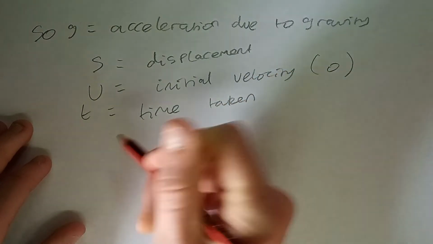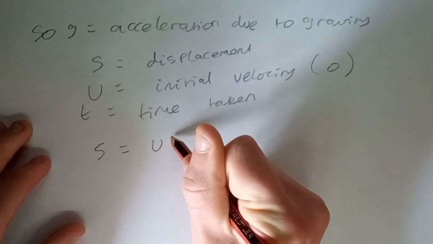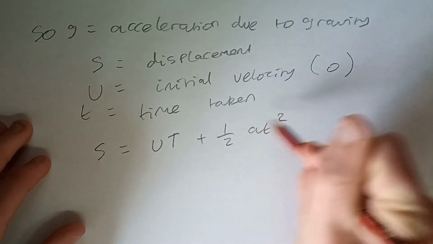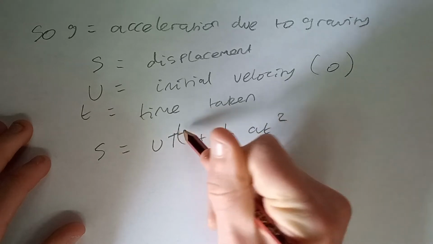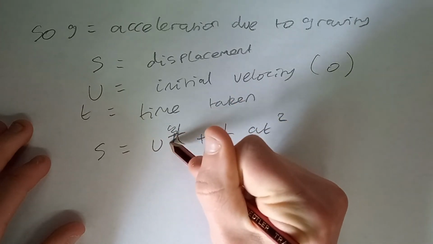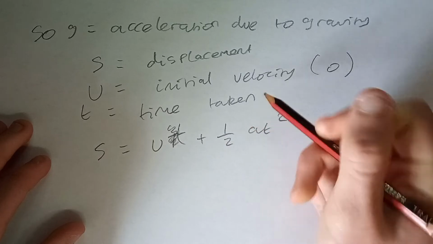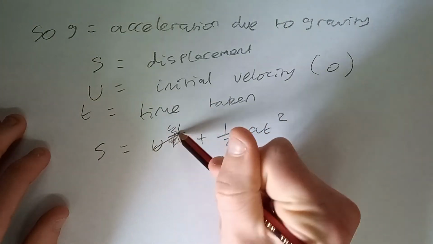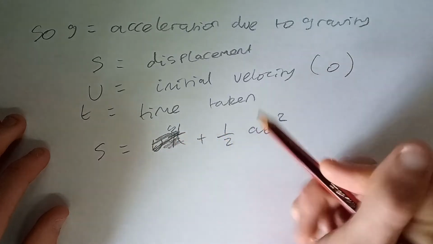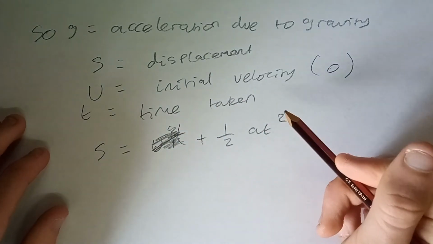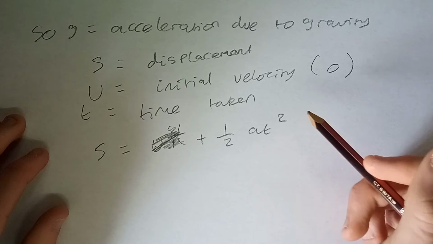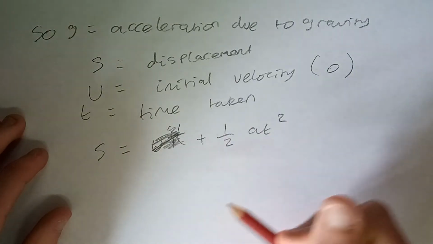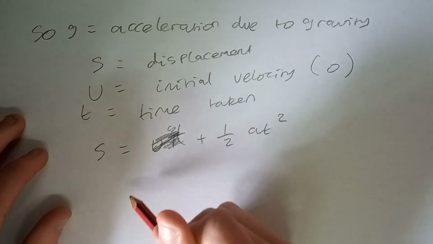So we use the formula s equals ut plus half at squared. That should be a lowercase t. So s equals ut plus half at squared, and we can ignore ut because u is 0, so anything times 0 is 0. So we then need to rearrange this formula once we have the figures.